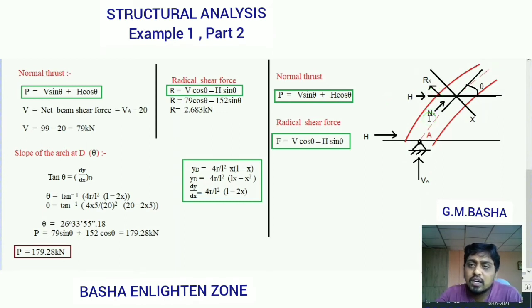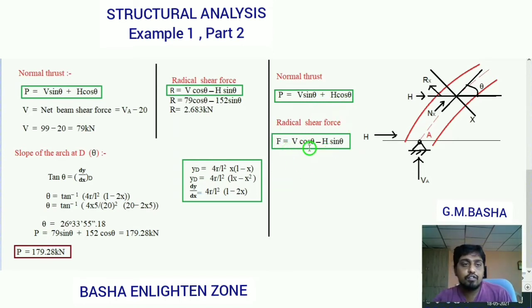If you don't know the diagram, it is not necessary to remember all of it from the examination point of view. You just remember these formulas. What is the formula for the normal thrust and radial shear force for parabolic arches? It is obtained from this diagram only. See here, these are the formulas. P is equal to V sin theta plus H cos theta. F is equal to V cos theta minus H sin theta.